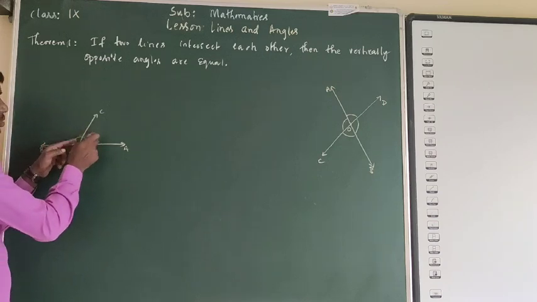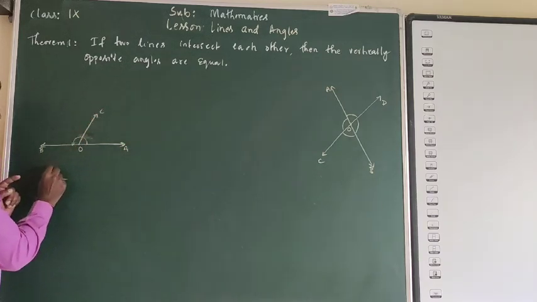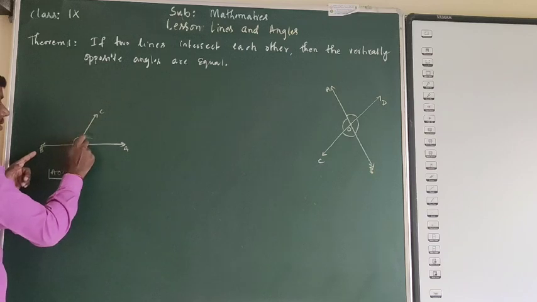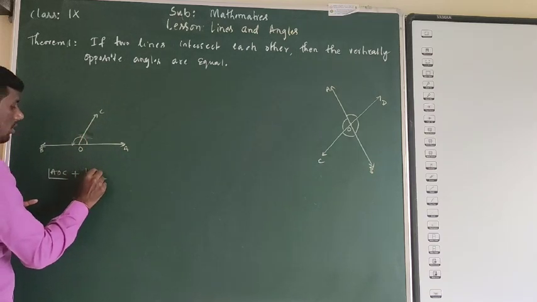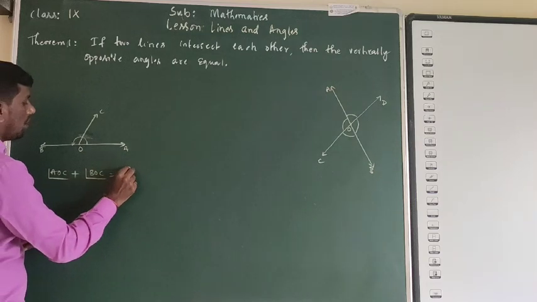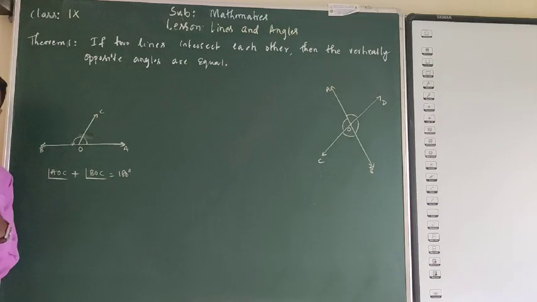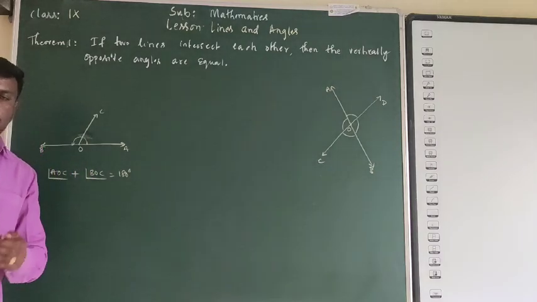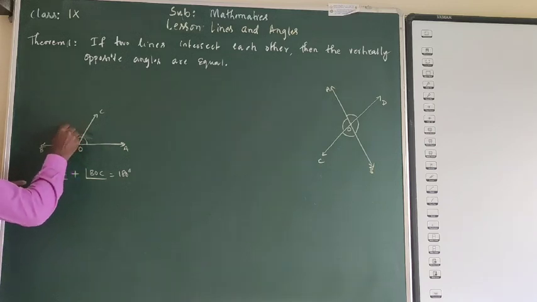Then what is the sum of these two angles? That is angle AOC plus BOC, which is equal to 180. This is called a linear pair of angles. When the sum of two adjacent angles is equal to 180 degrees, that is called a linear pair of angles. We studied that in the earlier class. So the total angle is 180 degrees.